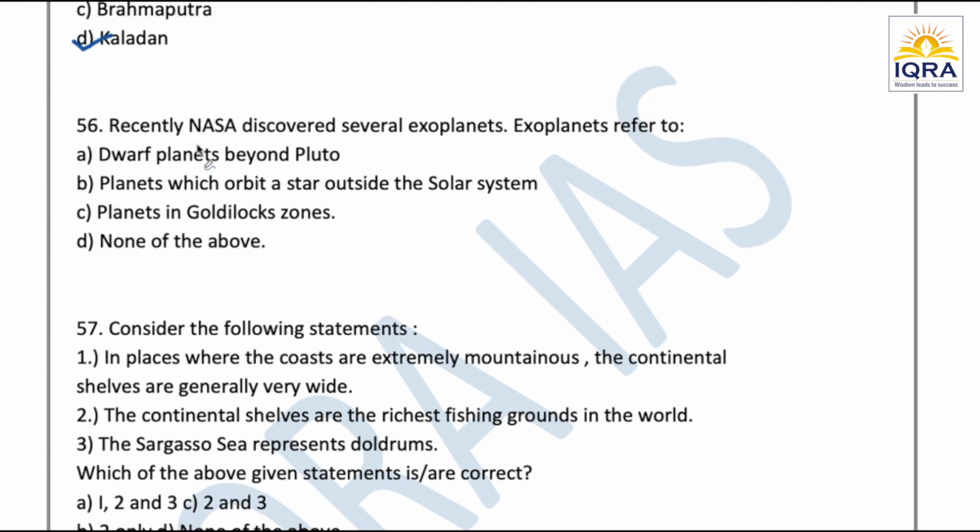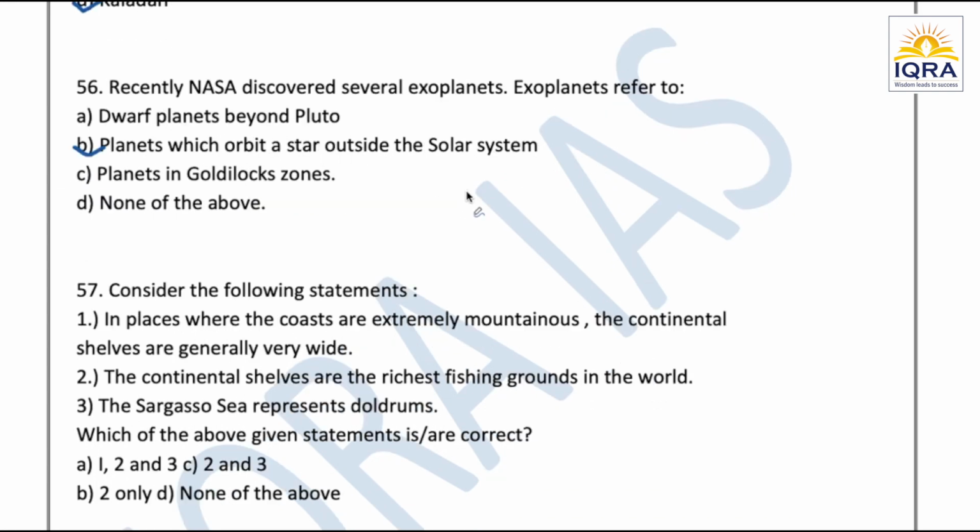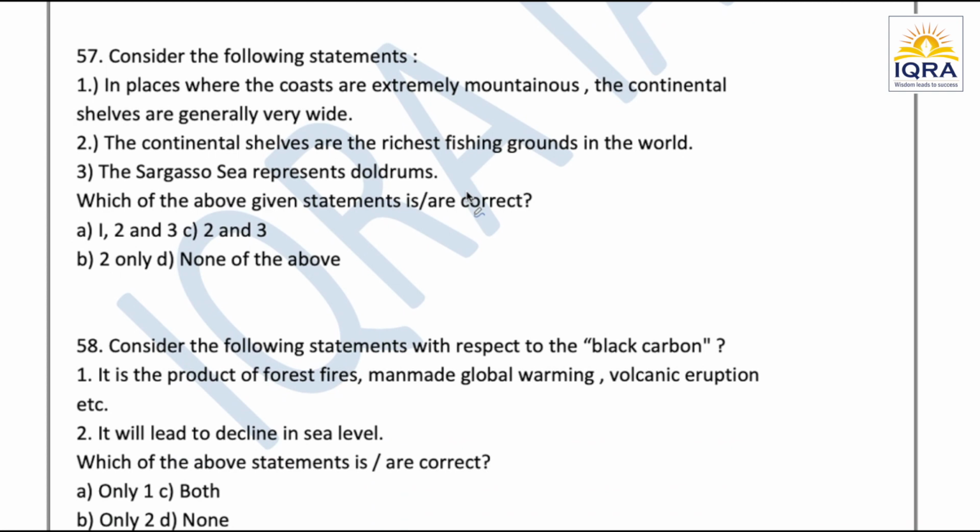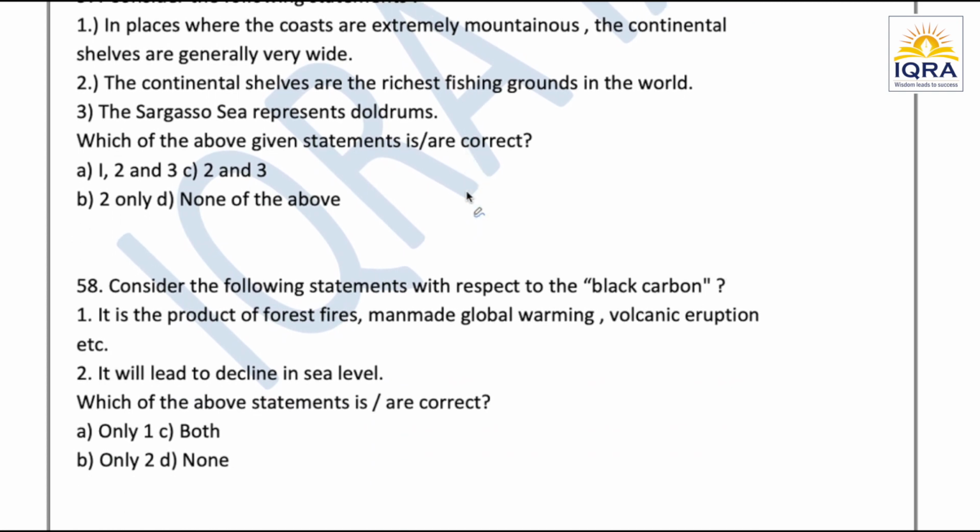Moving on to the next question, question number 56. Recently, NASA discovered several exoplanets. So what are exoplanets? Exoplanets are basically the planets which orbit a star outside the solar system, right? Question number 57. Consider the following statements.